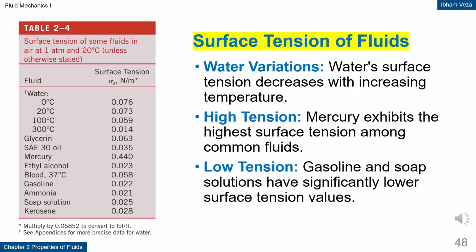The surface tension of water decreases as temperature increases. Mercury has a very high surface tension compared to most common fluids. In contrast, gasoline and soap solutions have much lower values. These differences explain why droplet behavior varies greatly among fluids. This data is important in many process and materials engineering applications.